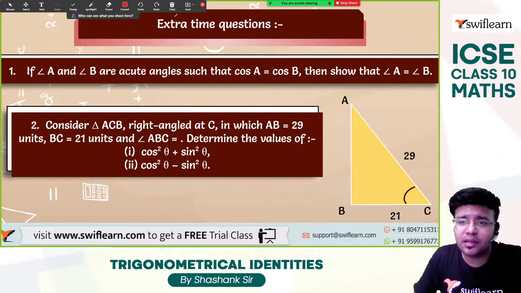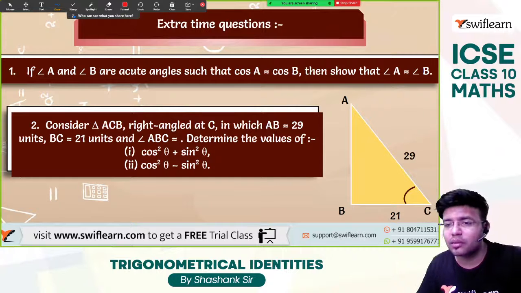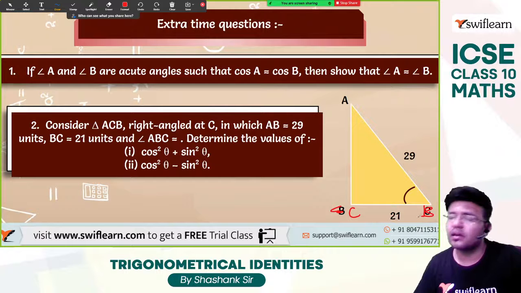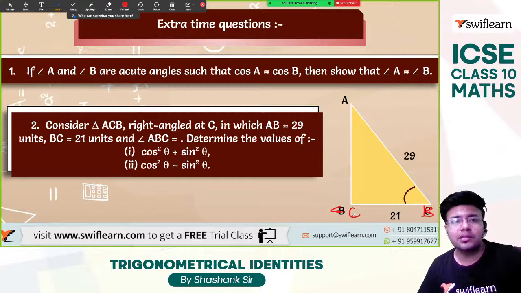Consider a triangle ABC, right angled at C. AB is 29. So this is C, this is B. AB is 29, BC is 21 units, and angle ABC is equal to, I have not been given the angle, I want the angle.